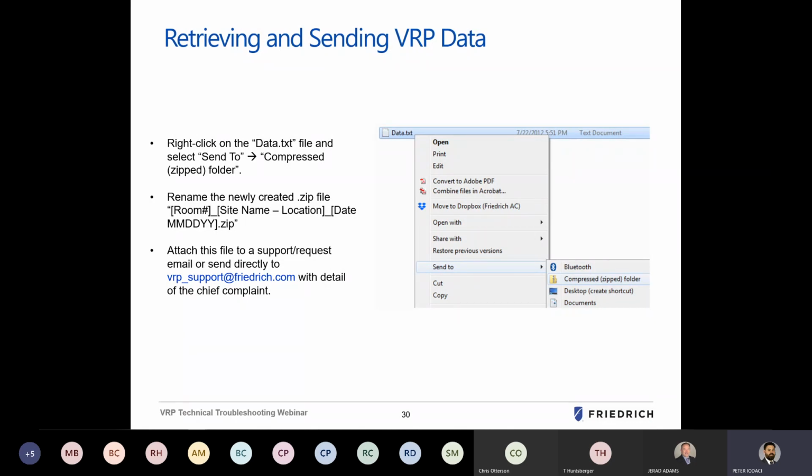Either way, when sending us the VRP data, you're going to have to give us the room number and the site location and the date that you pulled the data, so that this way we can properly analyze it for you. So once you have all this, this is when you want to send it to our VRP support email, which is VRP_support@friedrich.com, and make sure to note the chief complaint that you're dealing with.